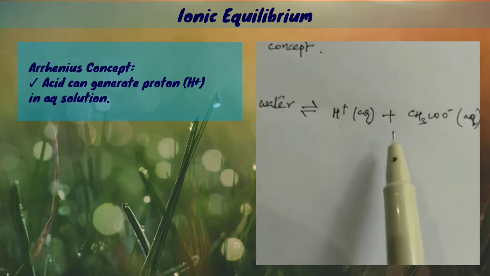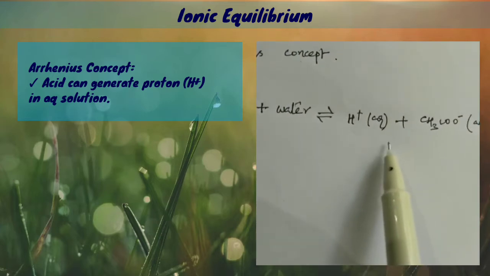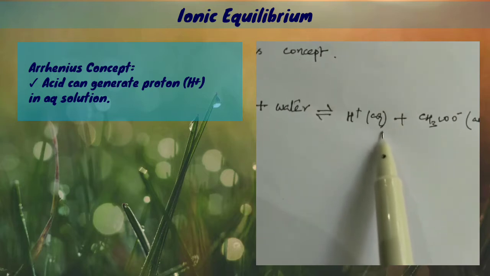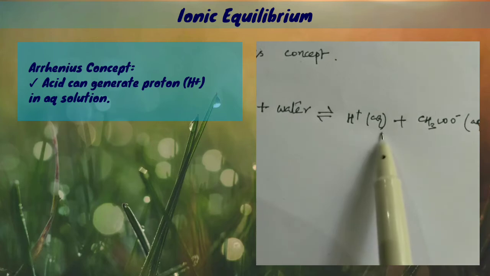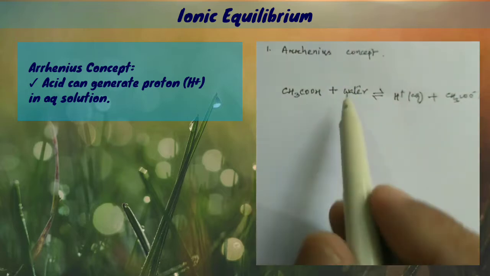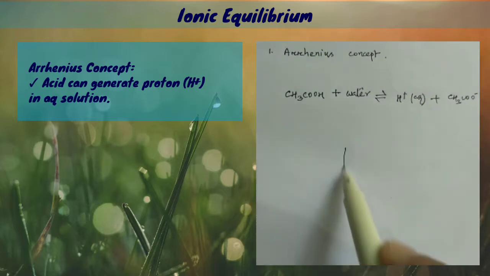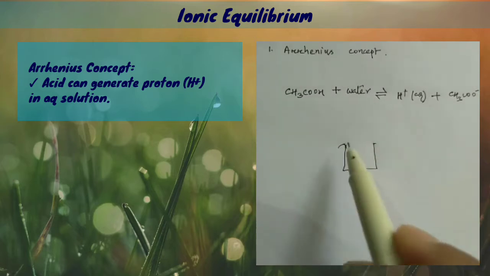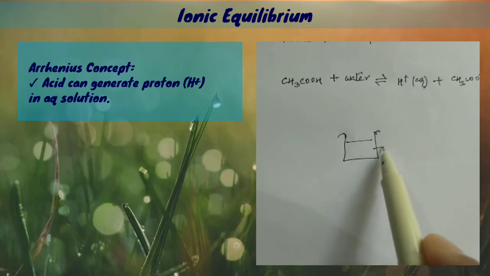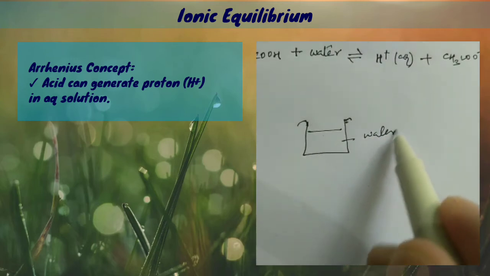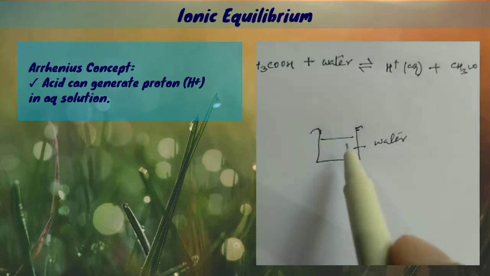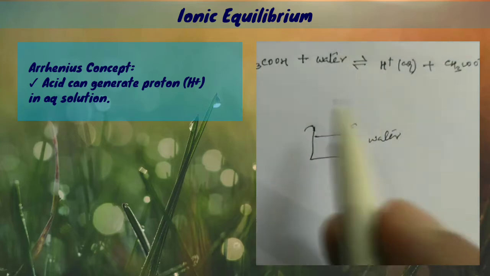Why do we write aqueous? The symbol aqueous indicates that the ions are actually hydrated. The meaning of it is that each ion is associated with one or more molecules of water. Because we are preparing a solution of a weak acid, we just add water. So water will be there, and the acetic acid will be poured into that water solution, a little amount of acetic acid.